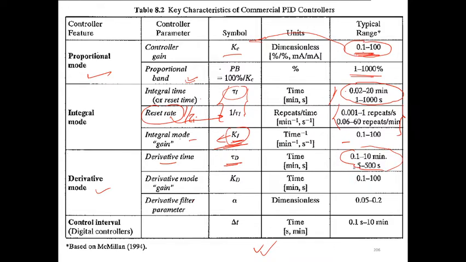When you are going to simulate some system with the help of a PID controller, you are going to design the PID controller, and you are not supposed to go beyond these values. You have also seen the derivative controller gain, where alpha is defined from 0.05 to 0.2, and the typical value we have already said is 0.1. The digital controller we have not seen now.